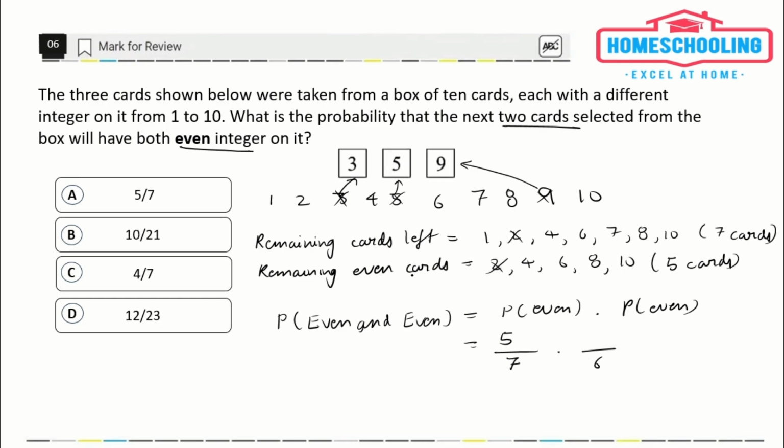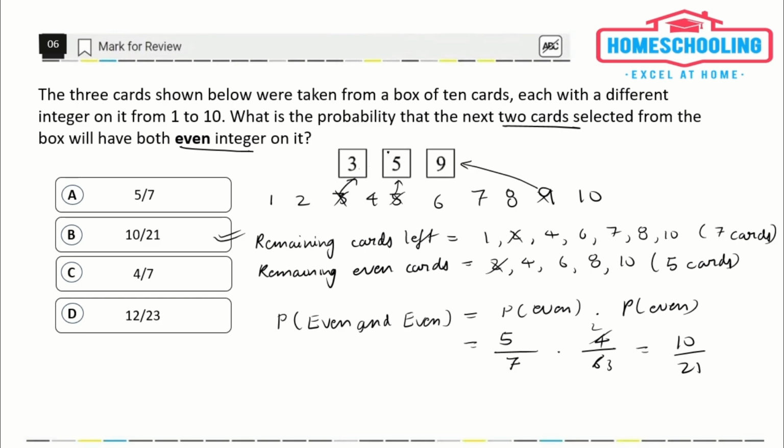And how many remaining even cards are left? So 1, 2, 3, 4. So 4. Now it can be written as 2 by 3. So this is going to be 10 divided by 21. So option B is your correct answer.